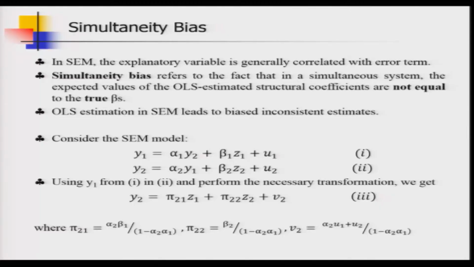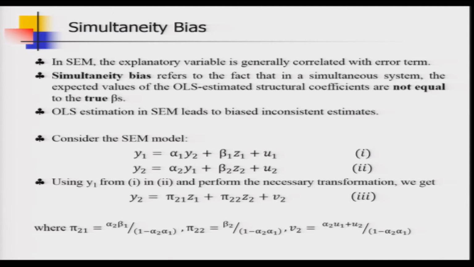So, what is simultaneity bias? Simultaneity bias refers to the fact that in a simultaneous system, the expected values of the OLS estimated structural coefficients are not equal to the true betas. I have just introduced a fresh term, and that is called structural coefficient. So, what do I mean by structural coefficient? It is also called behavioral coefficient.